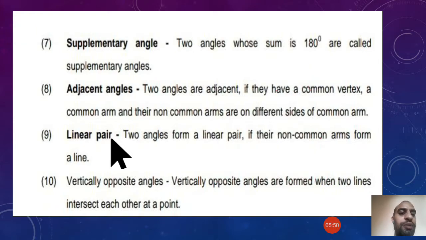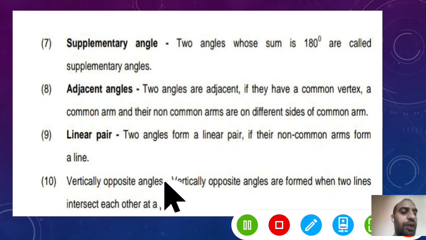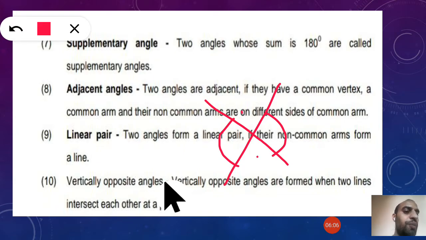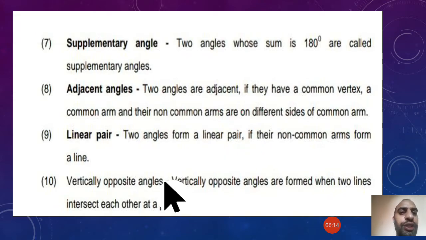Next we have vertically opposite angles. For understanding it, you can write the English alphabet X. These two are on opposite sides, so definitely they are equal, and these two are also opposite, so they are also going to be equal. In vertically opposite angles, the opposite angles formed by two lines intersecting each other are equal. This is important. The 9th and 10th definitions we use a lot in the chapter.